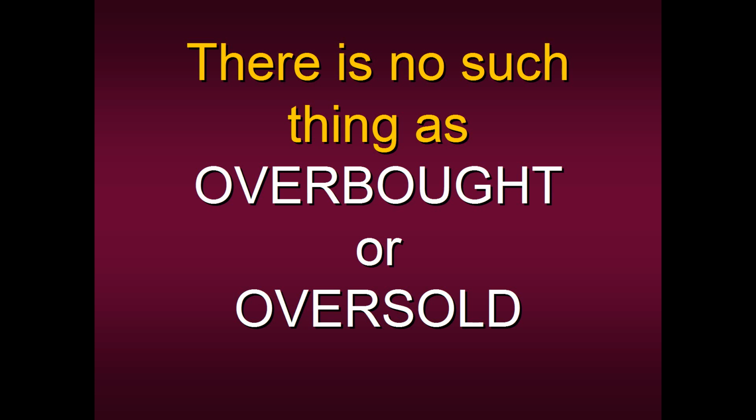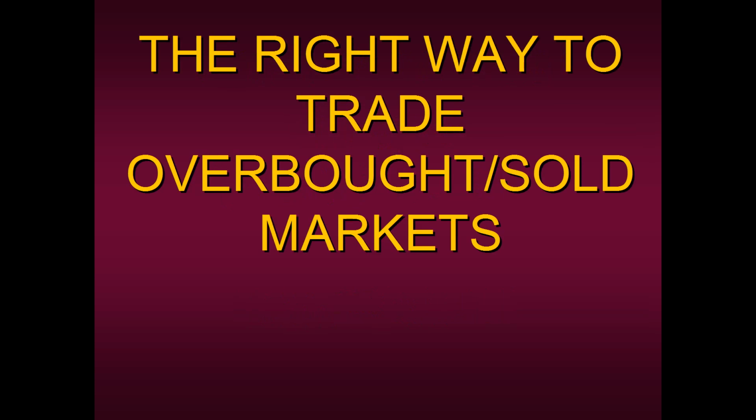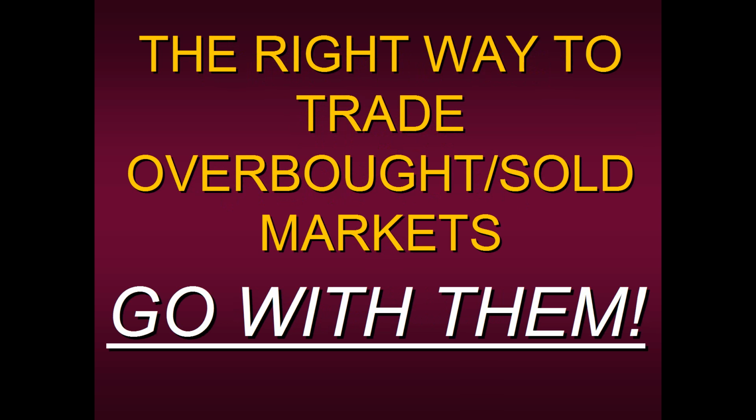And over the course of the next couple of months, nothing worked. I had a few good trades. I gave it all back. So after a while, I was ready to accept it. So I went up to these traders who are also specialists on the floor, who have been trading about 40 years themselves each. I said, okay, if there's no such thing as overbought or oversold, how do you trade these markets? And they said the right way to trade overbought and oversold markets is simple. You go with them. And I said, go with them? What does that mean?